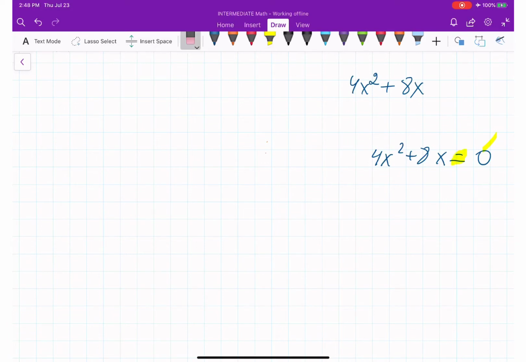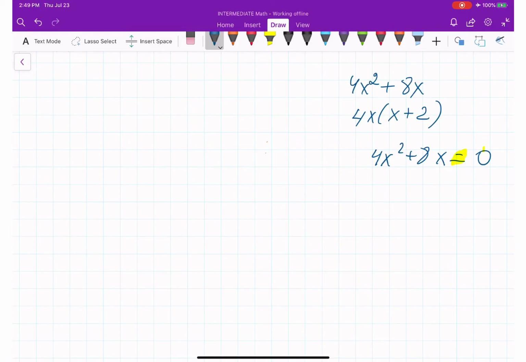Now, why is it important to differentiate equation and expression? Because with an expression, all we can do is simplify. So if I take 4x out as a common factor, I will have x plus 2, and that's all. I can't do anything more.